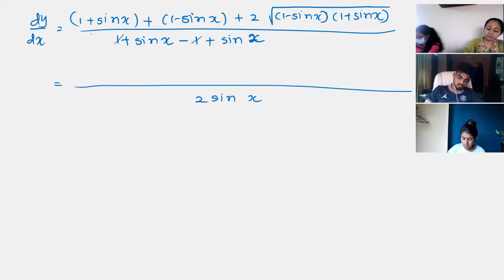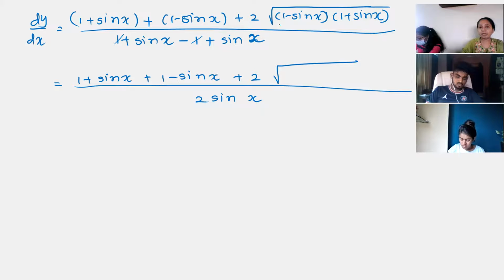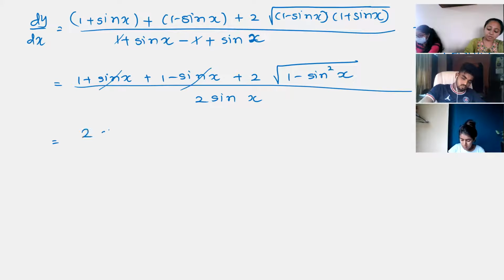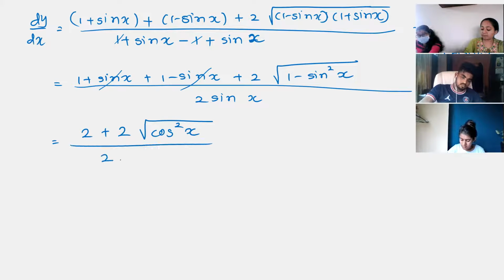What about the numerator? In the numerator we can open the bracket: 1 plus sin x plus 1 minus sin x plus 2 into, inside the bracket, it's like a minus b into a plus b. It's like a square minus b square. Here 1 square minus sin x square, that means 1 minus sin square x. Plus sin x minus sin x got cancelled. 1 plus 1 is 2. 2 plus 2 inside the square root thing. 1 minus sin square x is nothing but cos square x. Over 2 sin x.